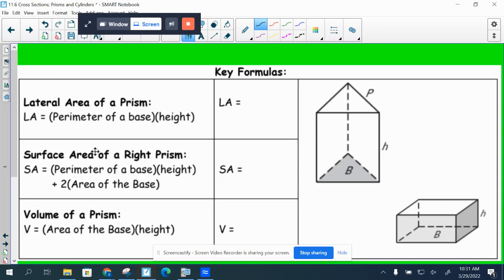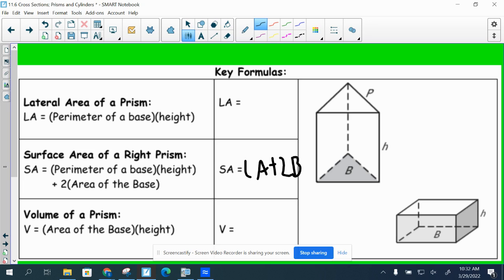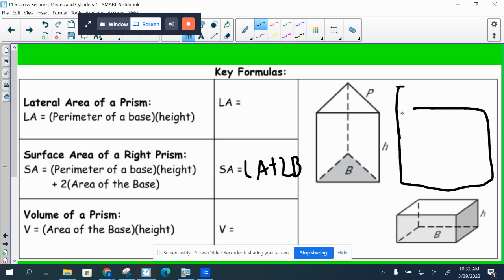So first of all, we're going to talk about the surface area. To find the surface area of any prism, no matter what the base is, you're going to take the lateral area and add two of the bases. So lateral area plus two of the bases. How do you find the lateral area? Well, if I were to take this triangular prism and open it up like a net, just the lateral faces, you have three lateral faces that are all rectangles. So if I open it up like that, you'd have 1, 2, 3.